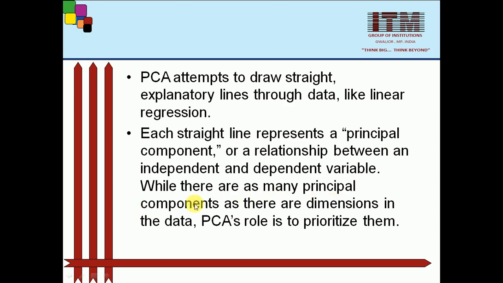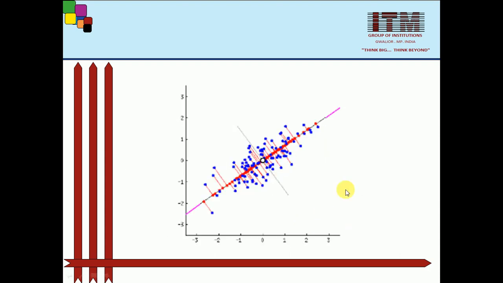While there are as many principal components as there are dimensions in the data, PCA's role is to prioritize them. So many principal components will be there if we do the analysis, but what is PCA's role? It has to choose the best ones, deciding which two or three principal components will be taken up and which will be discarded. So principal component analysis plays a major role in dimensionality reduction, and PCA is basically meant for prioritizing certain principal components. Here these two principal components which are represented are the must-have ones. These should be taken into account.